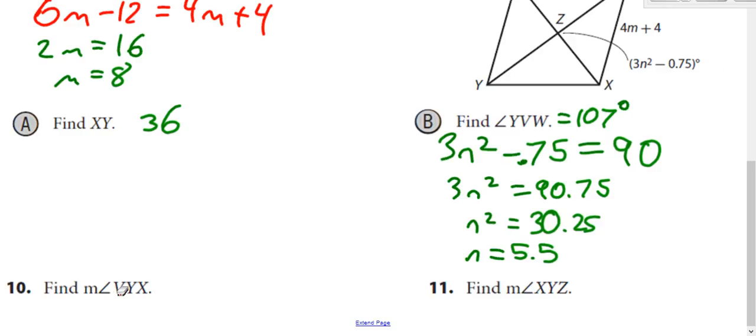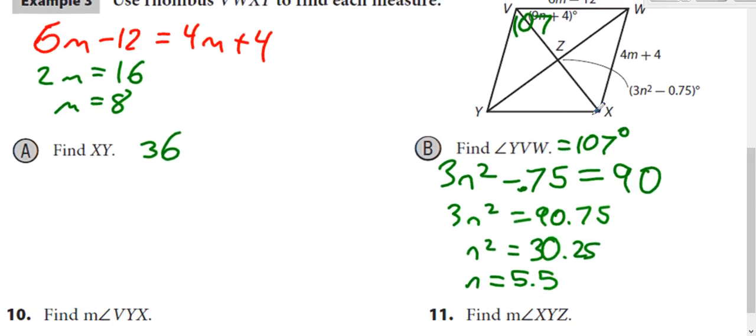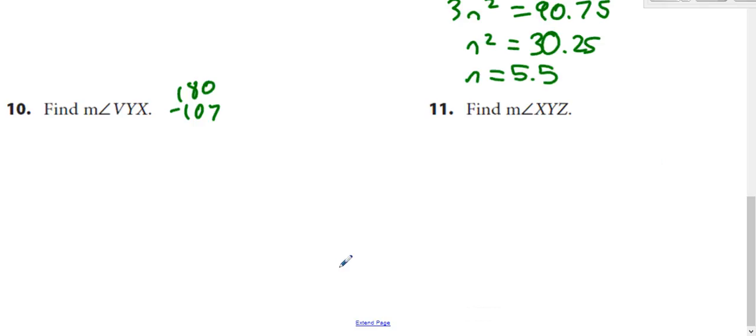Measure of angle VYX. So we just found that this whole angle right here is 107. So VYX, because a rhombus is a parallelogram, that means consecutive angles have to be supplementary. So 180 minus 107, 73 degrees.